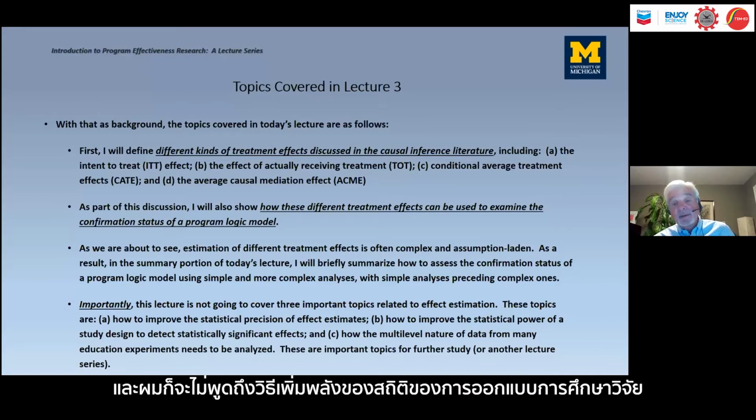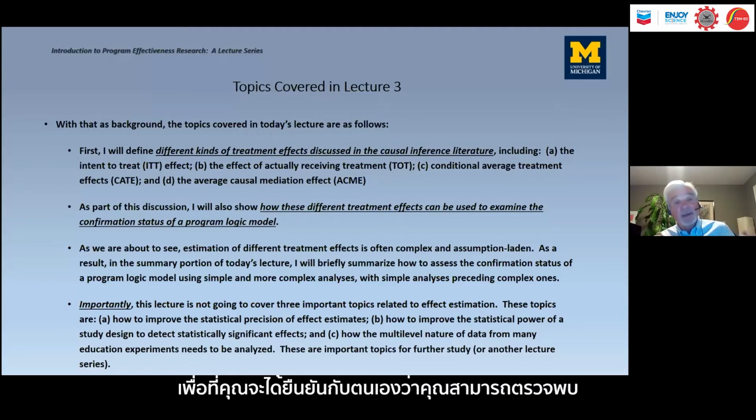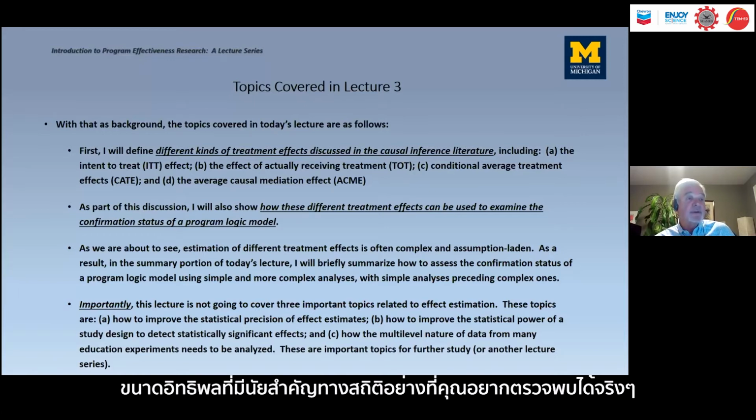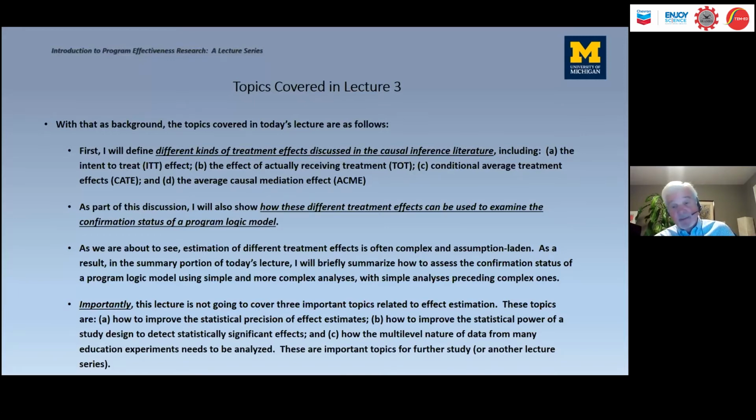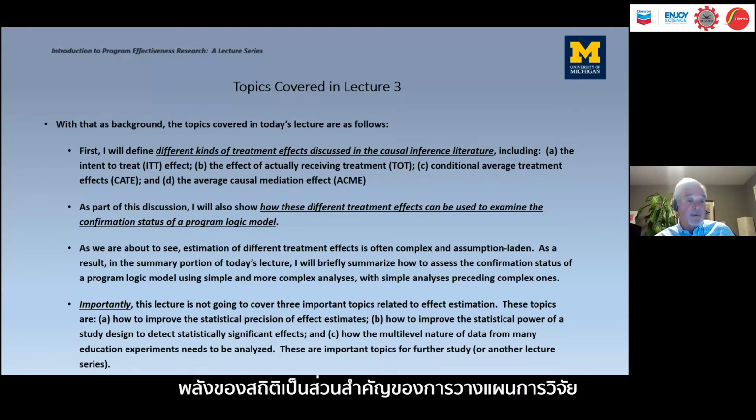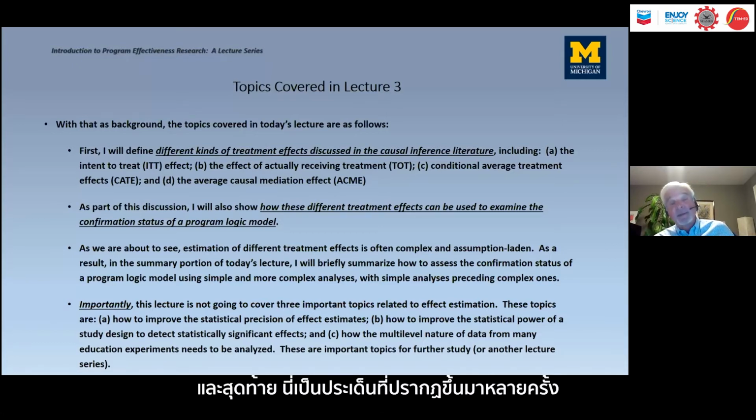I'm also not going to talk about how to improve the statistical power of a study design so that you can assure yourself that you can really detect statistically significant effects of the size you wish to detect. Statistical power is an important part of research planning, but I will not be discussing that today. And finally, and this has come up several times in the Q&A sessions of this lecture series, I'm not going to discuss how the multi-level nature of data affects the precision of estimates or power in particular studies.